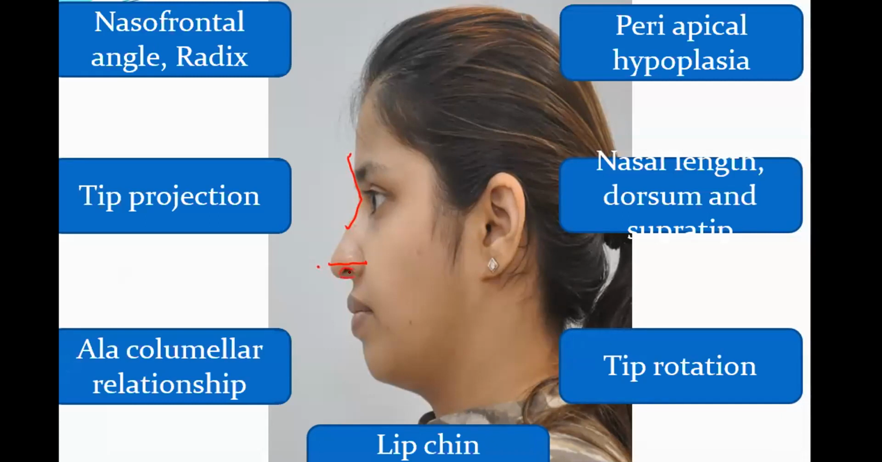Then there's a lip and the chin relation. The lip and the chin relation in the profile view. Periapical hypoplasia, that is hypoplasia at these points. Nasal length, dorsum and the supratip area, and something called a tip rotation. If the nose is like this, or whether the nose is rotated upward, or whether the nose is derotated downwards. So these are the things to be looking at.